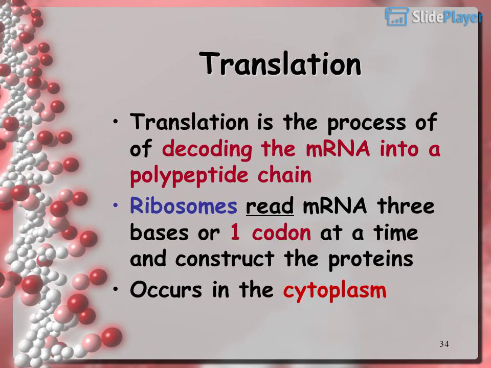Translation is the process of decoding the mRNA into a polypeptide chain. Ribosomes read mRNA 3 bases, or one codon, at a time and construct the proteins. It occurs in the cytoplasm.